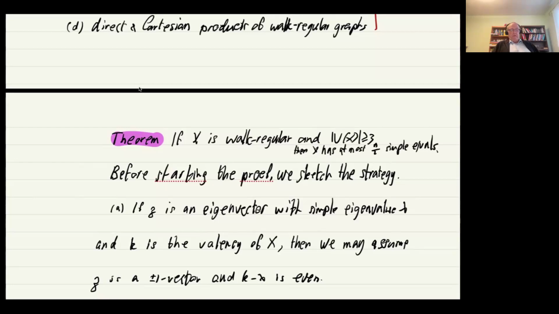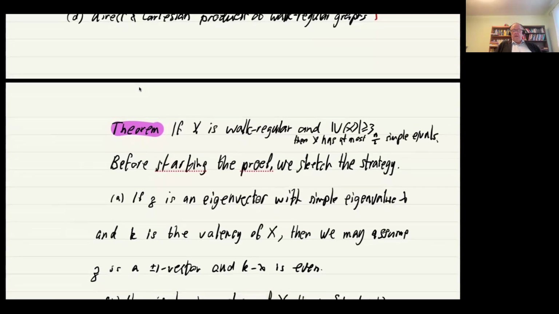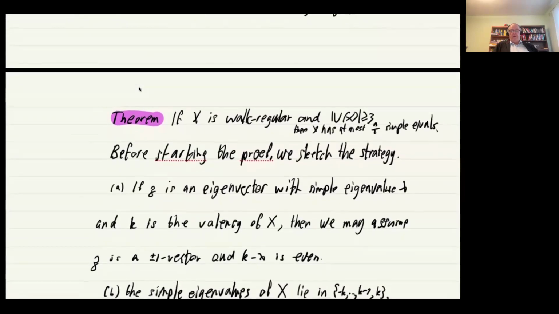And now it looks like a theorem. So I want to prove that if the graph is walk regular and has at least three vertices, then it has at most n over two simple eigenvalues. Now the complete graph on two vertices is walk regular, and it has two simple eigenvalues. So I need that condition that the number of vertices is greater than or equal to 3.